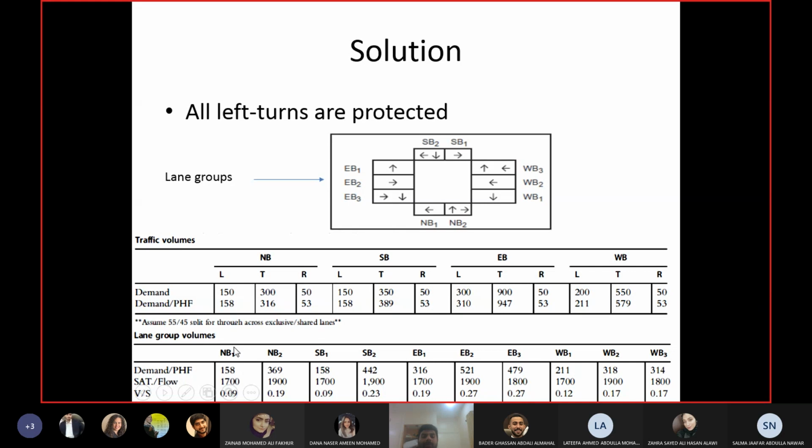Okay, so it will have all the left turning flow rate. Okay, northbound 2, straight and right, and there is no other lane for straight or right, so all this will go in this lane. So 369. 369 is 316 plus 53. Okay, so all the flow rate for straight and right will go to this lane.